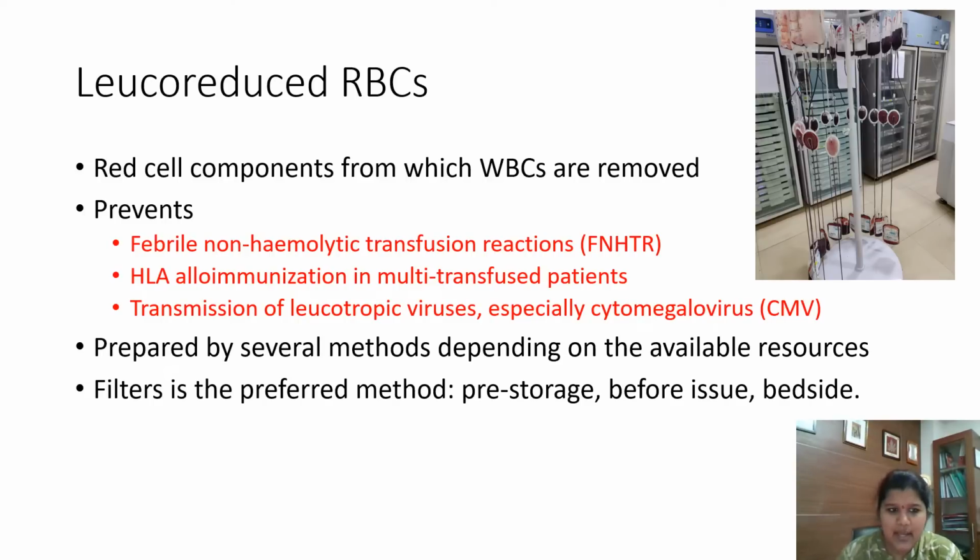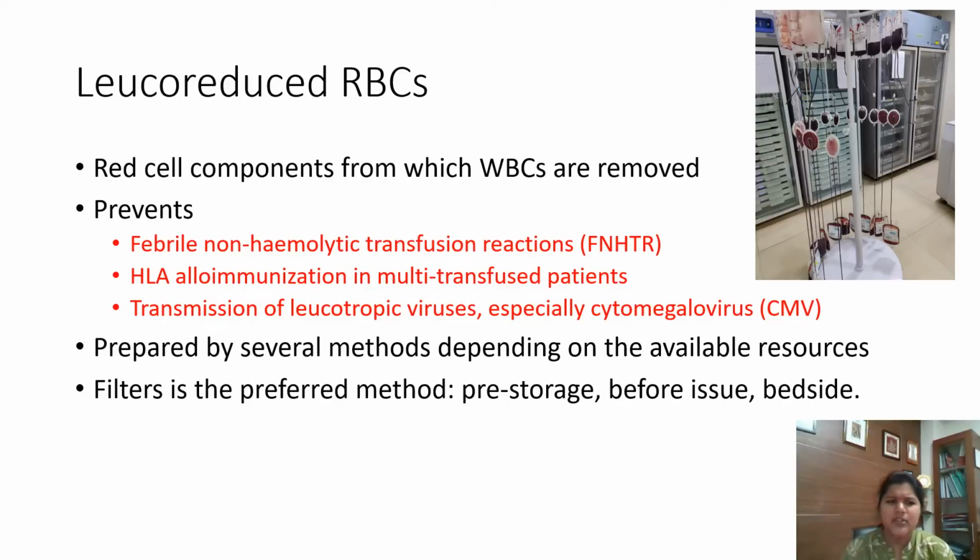Coming to leukoreduced RBC. Leukoreduced RBCs are nothing but, from the PRC, the WBCs that are mixed with them are removed. These have three main advantages. One, it prevents febrile non-hemolytic transfusion reaction. Two, it prevents HLA alloimmunization in multiply transfused patients. The third thing is it prevents the transmission of leukotropic viruses, especially cytomegalovirus.